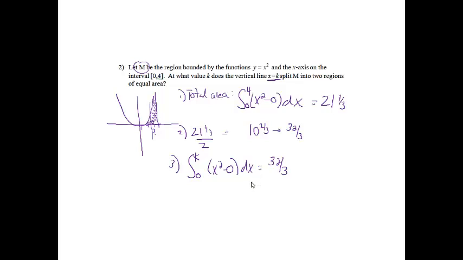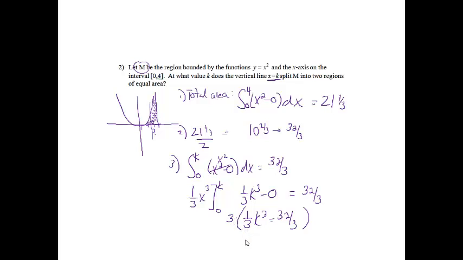Since we don't have a k on our calculator, we're just going to integrate it by hand. This reduces to x squared. The integral of x squared is 1/3 x cubed, and I evaluate it at k and 0. When I do that, I get 1/3 k to the third minus 0, and that equals 32/3. So now I have 1/3 k cubed equals 32/3. Because I want to get k by itself, the first thing I'll do is multiply both sides by 3, and I get k cubed equals 32.